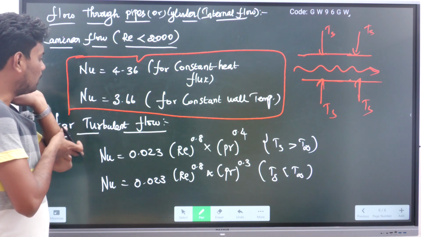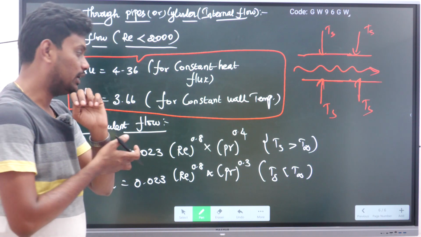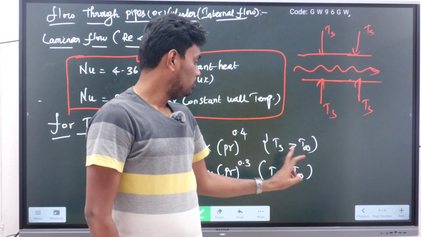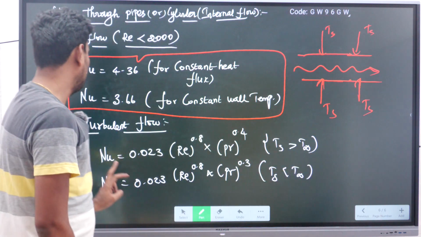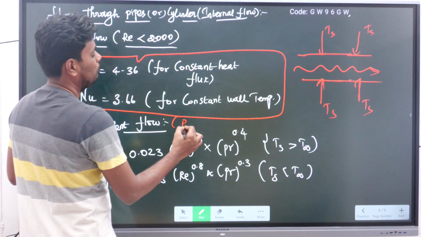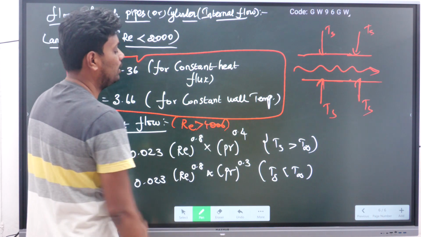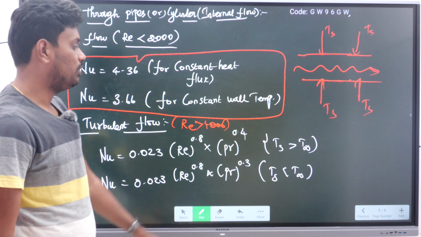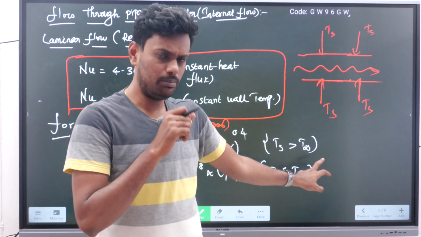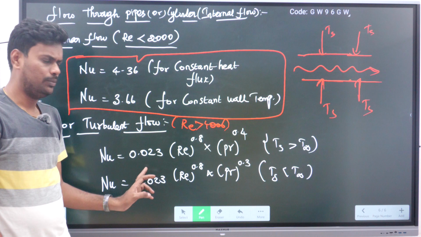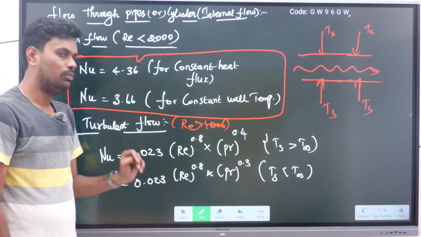Next one, for turbulent flow: turbulent flow means the Reynolds number is greater than 4000. If the surface temperature of the tube is higher than the fluid temperature, then the Nusselt number formula is this one. In the opposite case, where Ts is less than T infinity, this is the formula.